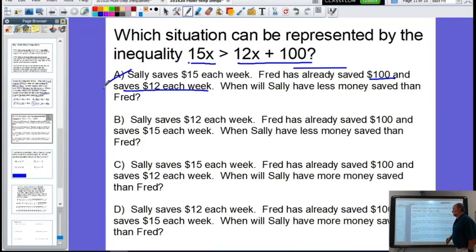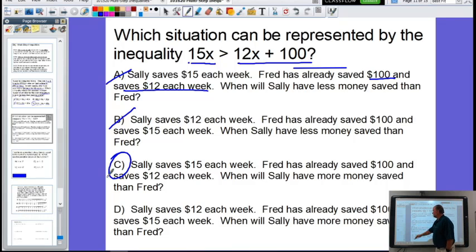So then we go to the next one. Sally saves $12 each week. Oh, well, we just said Sally saved 15, but it could be the same. $12. Fred has already saved $100 plus $15 each week. So it doesn't even match the number, so we know that one's out. Sally saves $15 each week. Okay, that's good, 15x. Fred has already saved $100 and saves $12 each week, so that's good. When will Sally have more money saved than Fred? So here's Sally. When is she going to have more money than Fred?